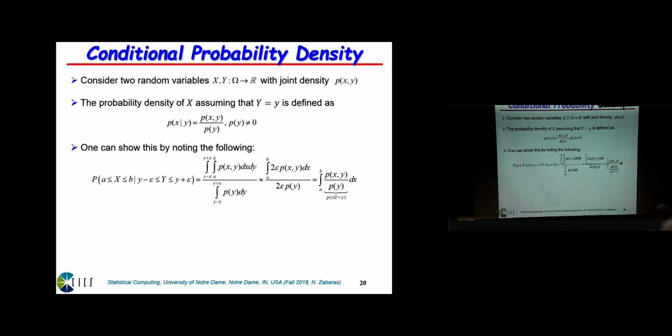This is a conditional probability that involves events, right? X being between A and B, and Y between Y minus epsilon and Y plus epsilon, where epsilon is tiny. All right? So you follow the derivation, see how from events I can immediately discover something that I baptized the conditional PDF. You see that? Yes, no?